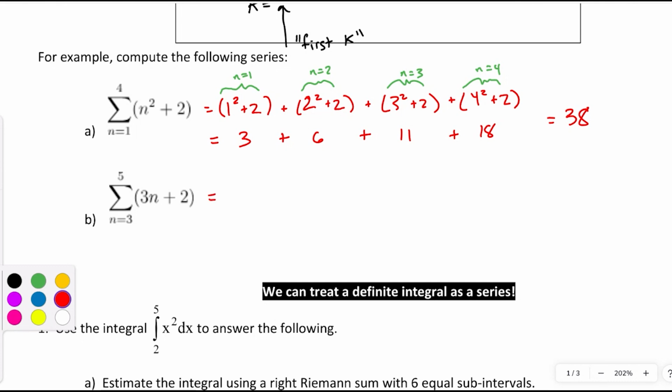So when n equals 3, 3 times 3 is 9 plus 2 is 11. If I substitute in 4, 3 times 4 is 12, plus 2 is 14. And if I substitute in 5, 5 times 3 is 15, and 2 is 17. So this is n equals 3. You don't necessarily need to write these, but just in case you're looking back at this and want to know where those numbers come from.